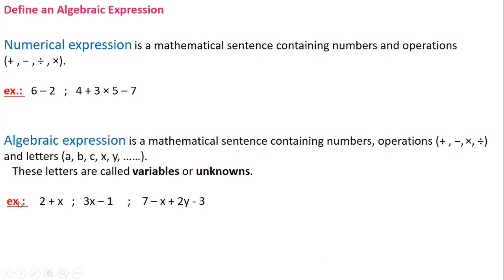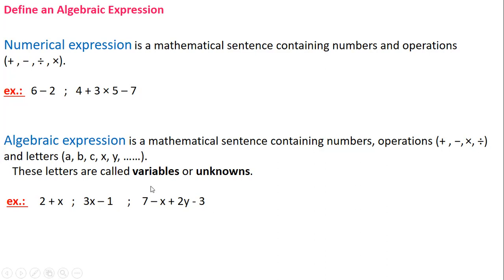Now I will give you examples of algebraic expressions. As an example of an algebraic expression, 2 plus x. So in this algebraic expression, we have the number 2, we have the operation plus, and we have the unknown or the variable, which is represented by the letter x. The second algebraic expression, we have 3x minus 1. 3 is a number, x is an unknown, minus is an operation, and 1 is a number.